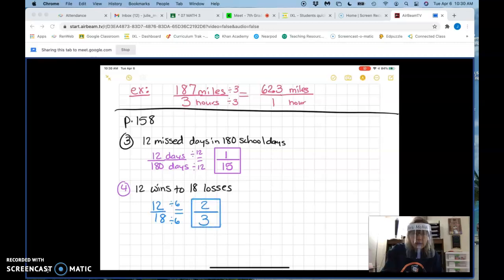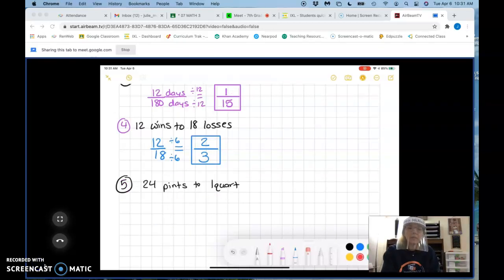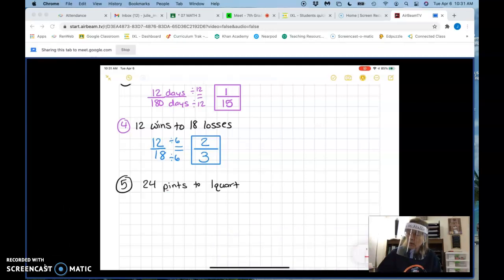Okay, so for this one, it says 24 pints to 1 quart. But remember, we're doing ratios, and what do you notice about the units? Are they the same? No. They have to be the same to do a ratio, though. Cameron, turn around. So I have to make them the same.